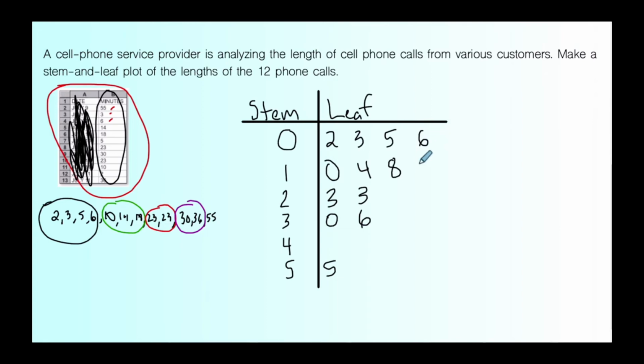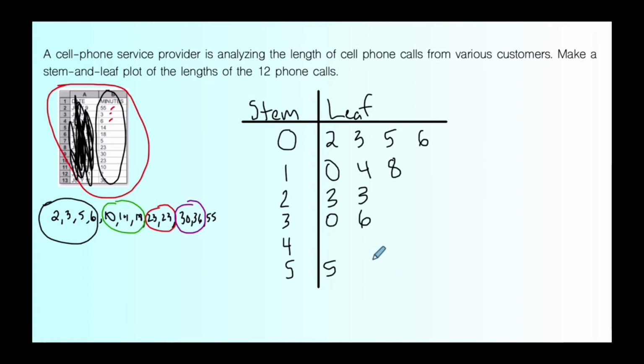Also, you are including a digit even if it occurs twice, like 23 23. Every data value should be captured here. If I count the leaves, 1, 2, 3, 4, 5, 6, 7, 8, 9, 10, 11, 12, there are 12 phone calls, and I can see that there are 12 data values there.